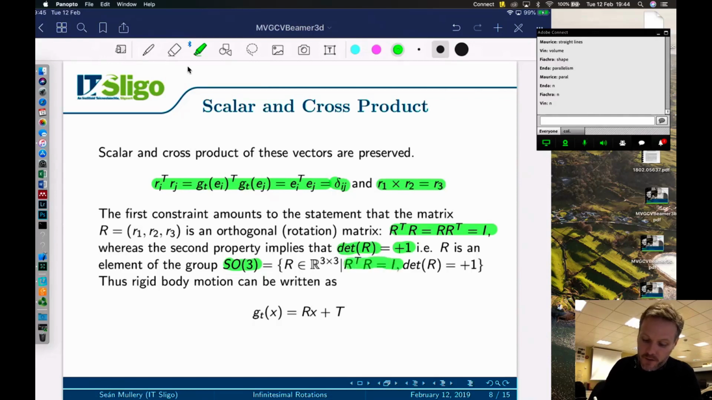And of course, if we do a transpose on it, we end up with the inverse. So if we multiply it by its own transpose, we end up with the identity matrix. Thus, rigid body motion can be written as the following: do a rotation, do a translation, and those two things will do the job.